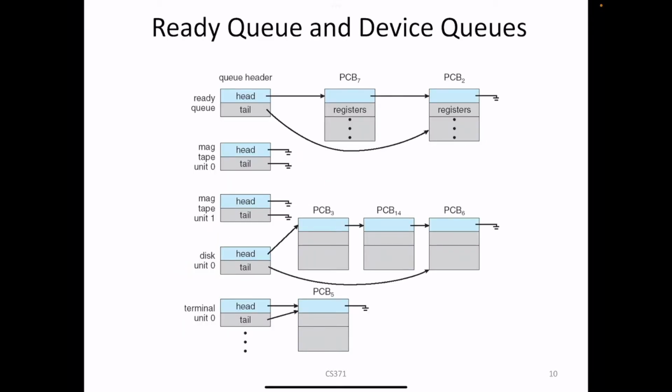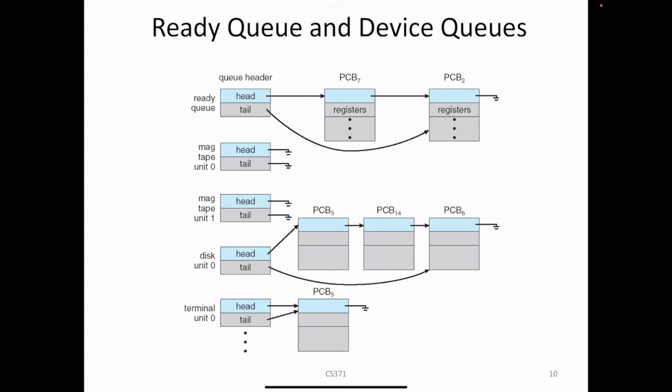This slide shows an example of the queues that we just talked about in the previous slide. The ready queue is maintained by a linked list. Multiple PCBs for different processes are in the ready queue, ready to be executed on the CPU. Here we also have different device queues. For example, for the magnetic tapes, we do not have any PCB in their queue.